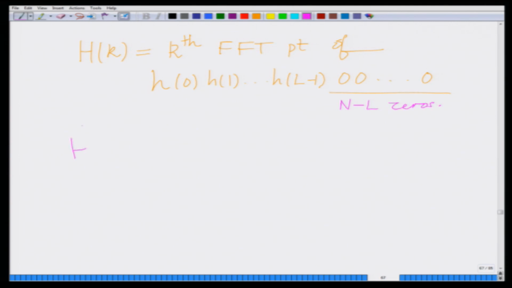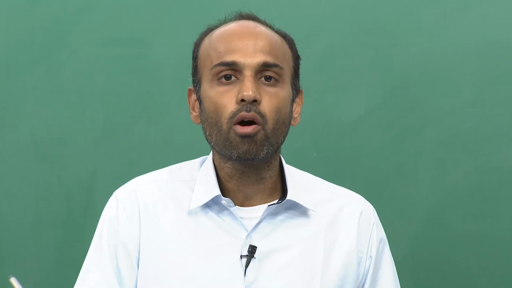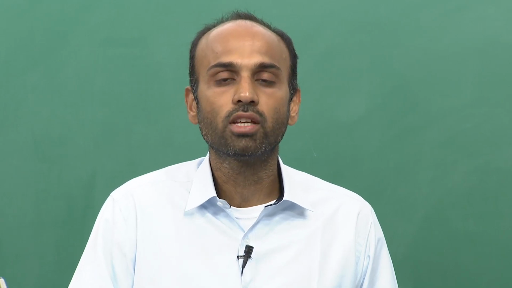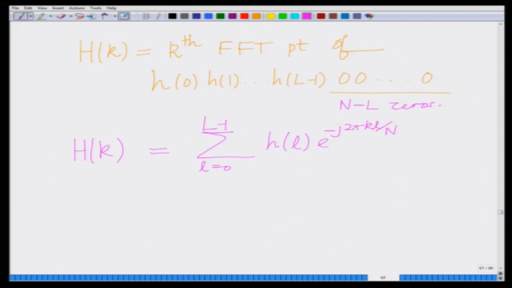Hence, if I write the expression for H of k, naturally H of k is given as the summation over l equal to 0 to N of h of l e to the power of minus j 2 pi k l divided by N. Since there are only capital L coefficients, 0 to capital L minus 1, and the rest are zeros, the kth FFT point is simply given as the summation over small l equal to 0 to capital L minus 1 of h of l e to the power of minus j 2 pi k l divided by N.